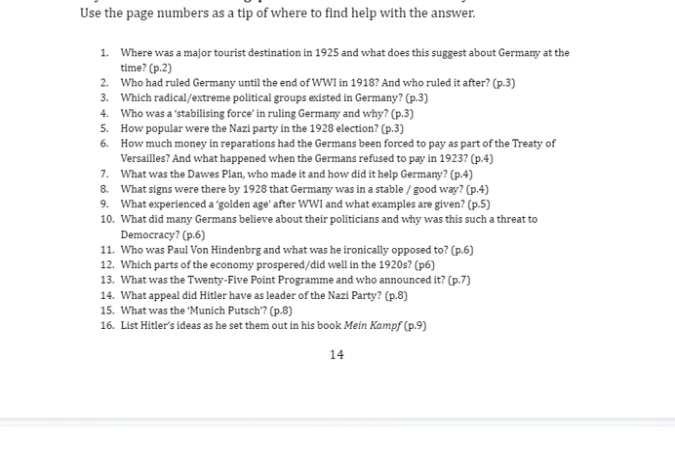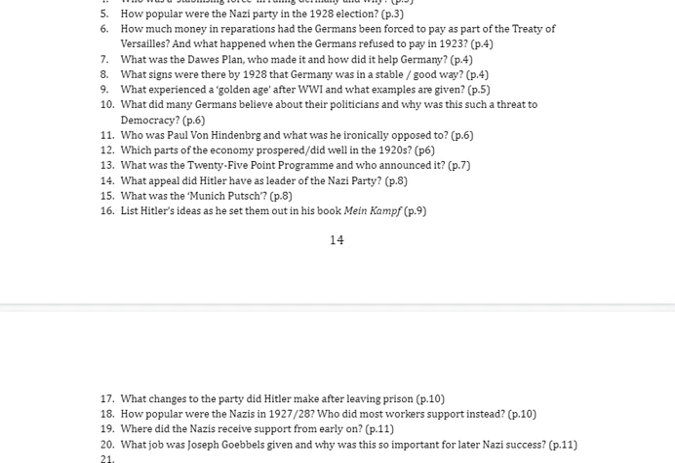List the ideas as he set them out in Mein Kampf. I'm not going to answer that because that, again, is just on page 9. You can copy that. 17. What changes to the party did Hitler make after leaving prison? Well, he moved towards what we refer to, maybe not in the textbook, as the electoral strategy. But that basically means he gives up on this idea of taking power by force. He wants to win power by elections.